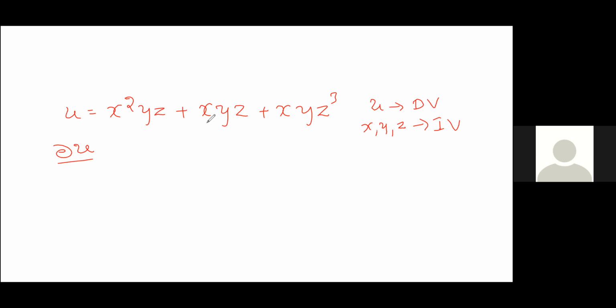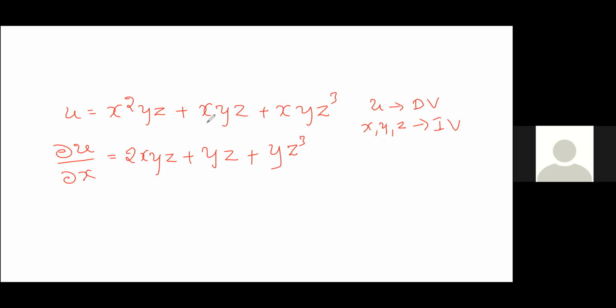dou u by dou x. So that is the partial derivative of u with respect to x. What's the derivative of this one with respect to x? 2xyz. 2xyz cube plus yz plus yz cube, right?